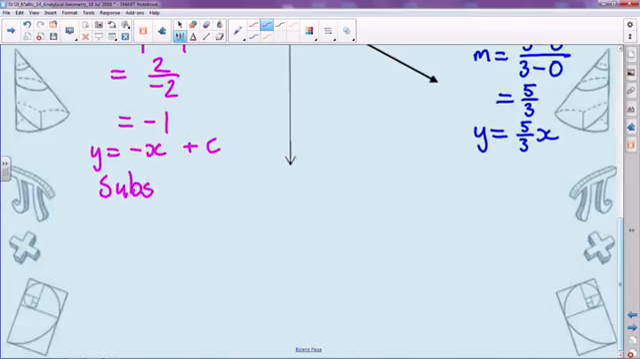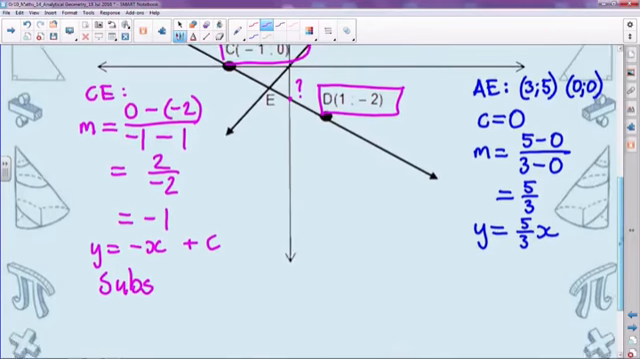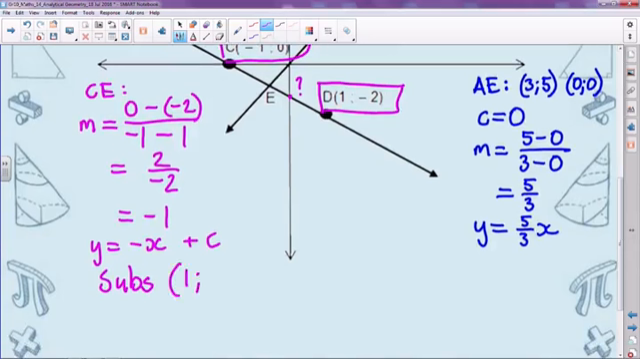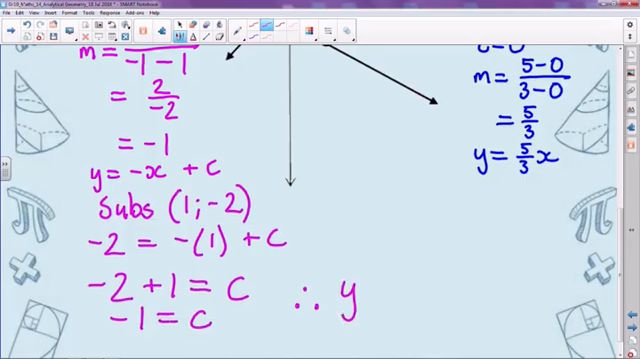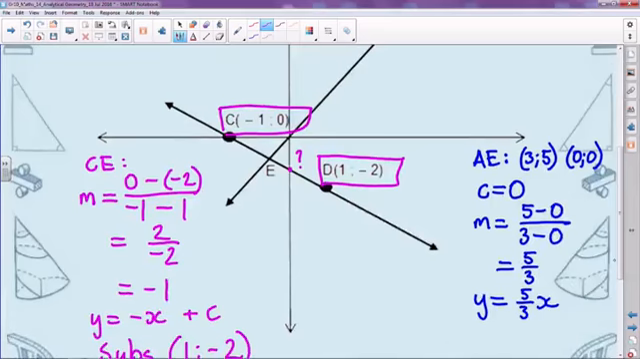So let's substitute the point D, (1, -2), into it. So y is equal to -2 and x is equal to 1, and we solve for c, which means we have -2 plus 1 is equal to c, which is -1. And our equation for the line is therefore y equals -x minus 1. Isn't that great? And look, that must mean that it goes through the point -1.